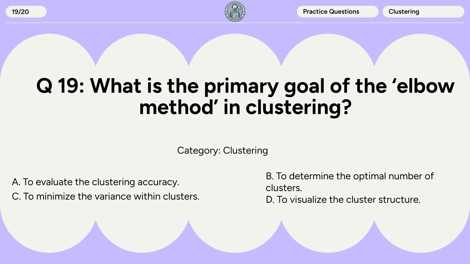Question 19. What is the primary goal of the elbow method in clustering? A. To evaluate the clustering accuracy. B. To determine the optimal number of clusters. C. To minimize the variance within clusters. D. To visualize the cluster structure.